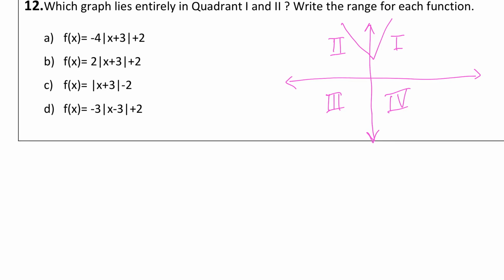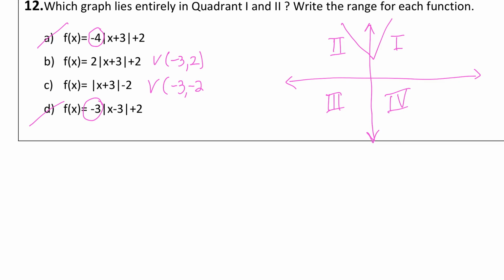So this one, part A, the negative 4 is going to make it open down. Okay, so that can't happen. The other one that's making it open down is this one here. That can't happen either. So at this point, I've got to decide where these vertices are. Okay, so the vertex for part B would be -3, 2. The vertex for part C would be -3, -2.